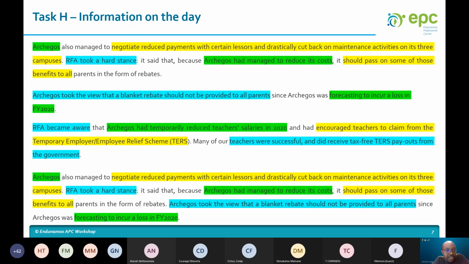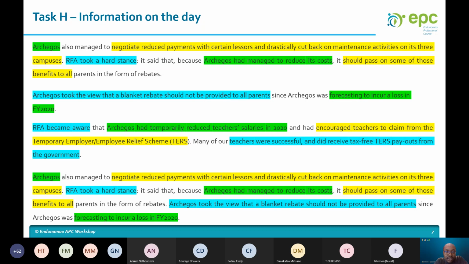Archegos also managed to negotiate reduced payments with certain lessors and drastically cut back on maintenance activities on its 3 campuses. RFA took a hard stance on this. They said Archegos had managed to reduce its costs and should pass on some of those benefits to all parents in the form of rebates. Archegos took the view that a blanket rebate should not be provided to all parents, since Archegos was expecting to incur a loss in FY 2020.